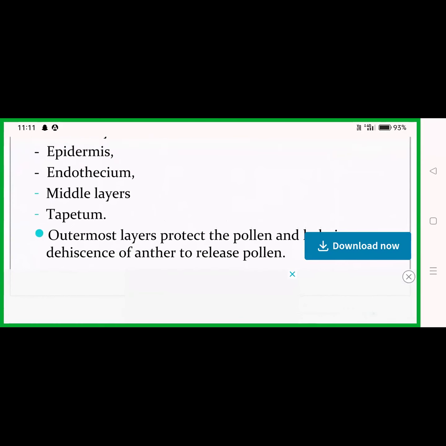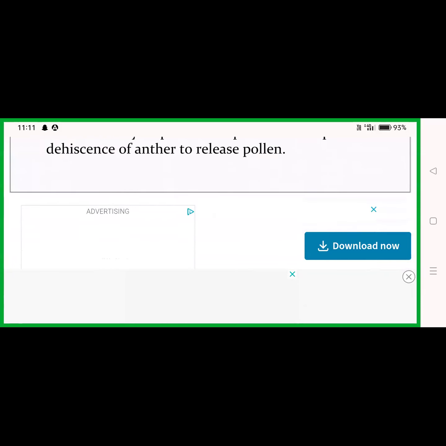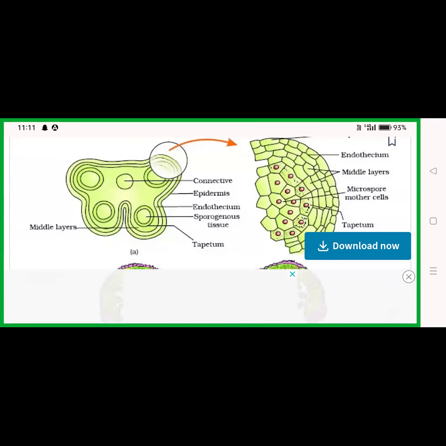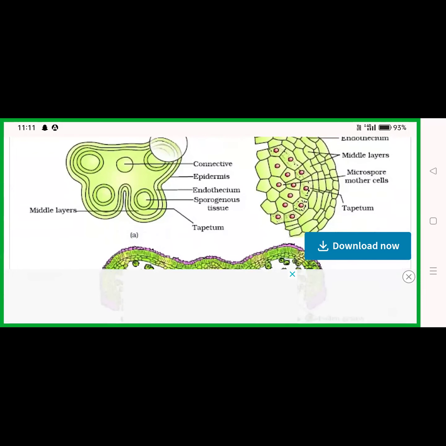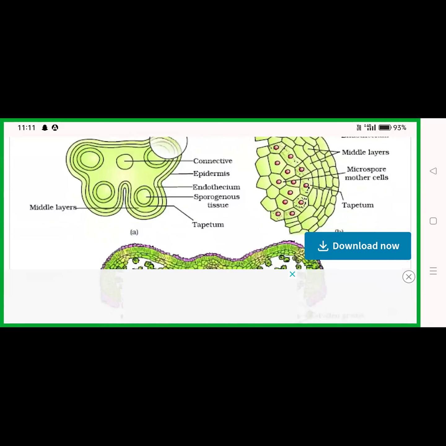Endothelium, middle layers, and tapetum. The outermost layer protects the pollen and helps in the release of pollen. Okay. Here, this is the connective, epidermis, endothelium, sporogenous tissue. Okay. I think this is very clear to you.